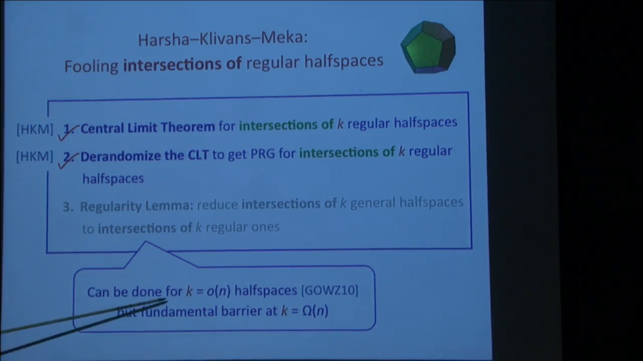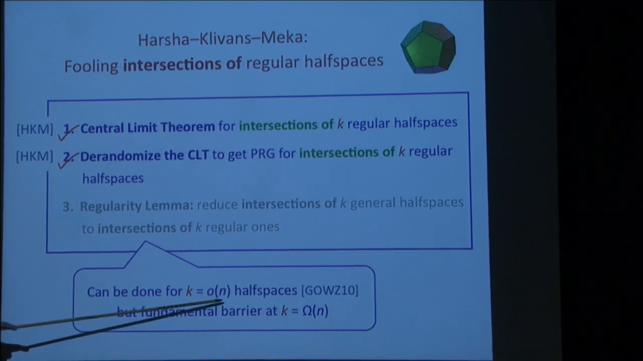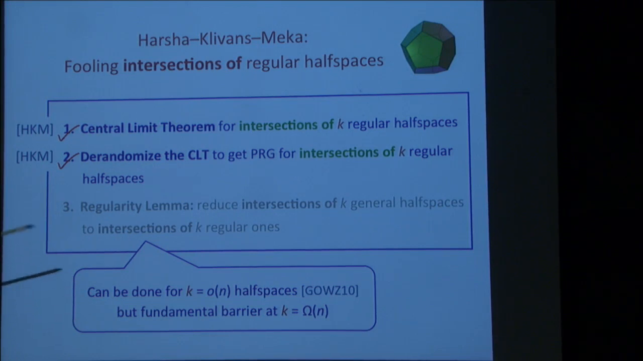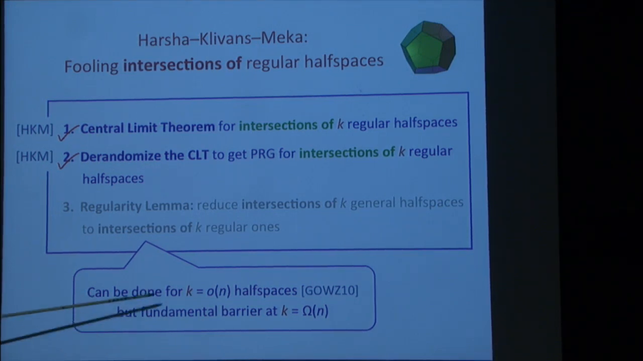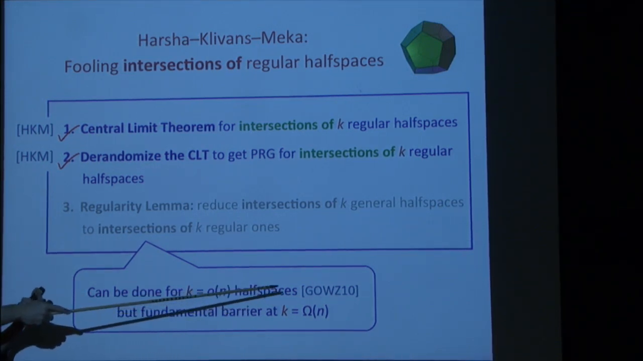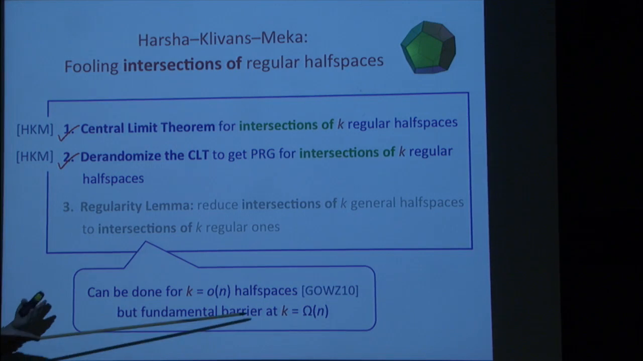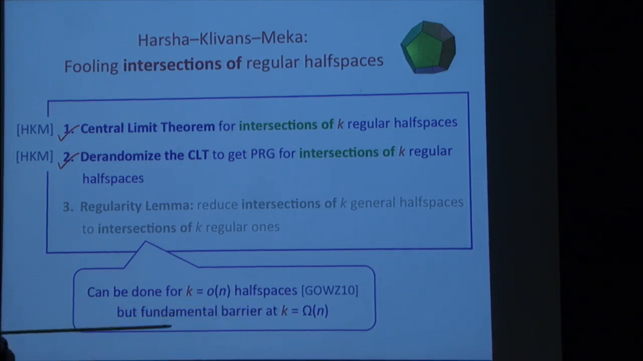Okay? Another way to say it is that you can do this if you're willing to assume that k is at most linear. You can get something non-trivial, and that's exactly what GOWZ did. They pursued this multi-regularity lemma, where there's a dependence on k. This introduces another polynomial dependence on k. But it doesn't seem as if it's possible to do this regularity lemma-based approach for k being, say, a linear number of half-spaces. It looks like this approach inherently gives you at least polynomial dependence on k.